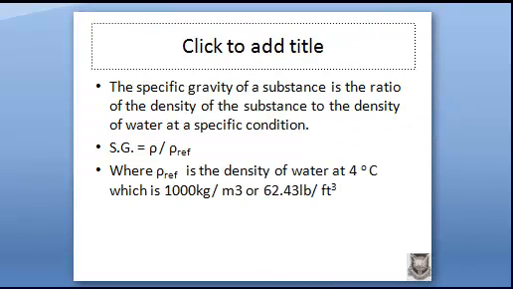The specific gravity of a substance is the ratio of the density of the substance to the density of water at a specific condition. Specific gravity equals rho of the specific substance to rho ref, which is the density of the reference substance, which you usually know, where the reference density is the density of water at 4 degrees C. We can have different values depending on the system of units that is being considered.